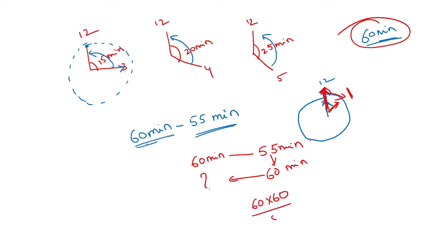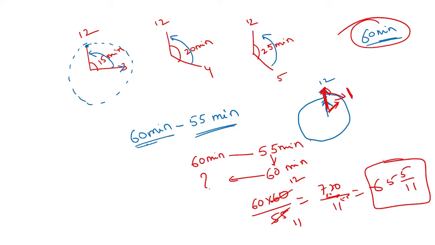Okay, 12 times 11 times. Okay, 720 by 11. 6 11s are 66, 60, 5 11s are 55, 5 by 11. So we are thinking that they are going to coincide after every 60 minutes, but they are going to coincide after approximately 65 minutes. Okay, because think again.